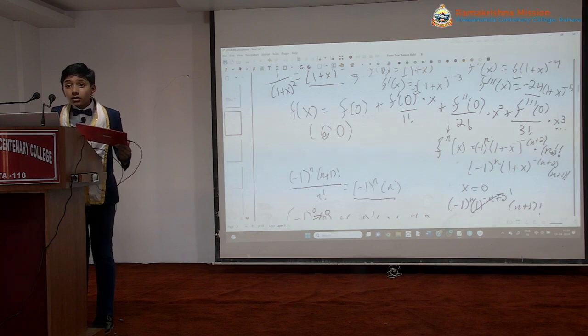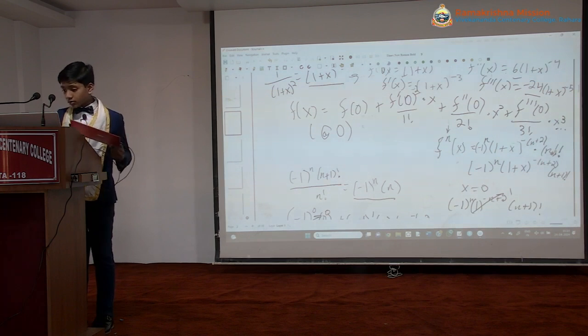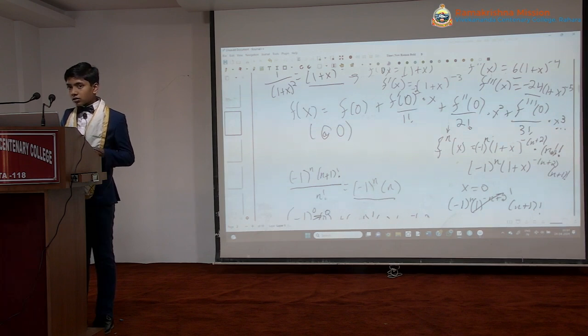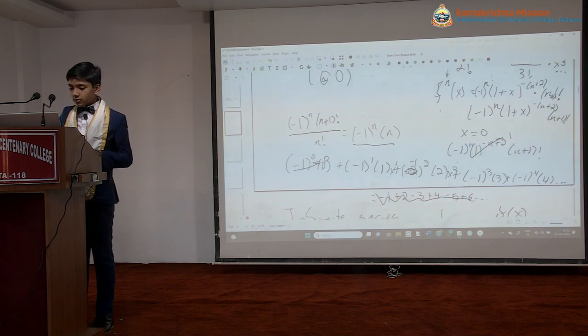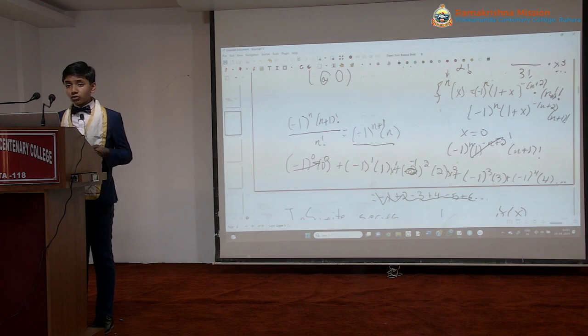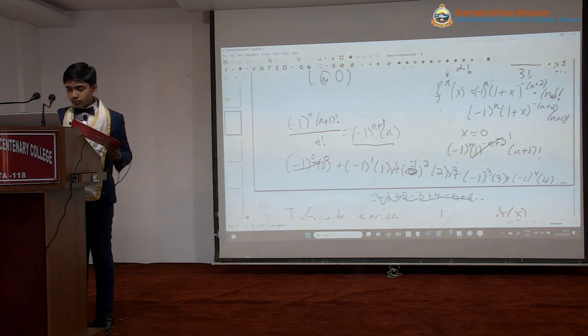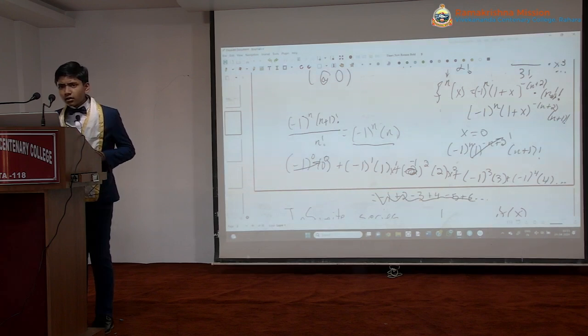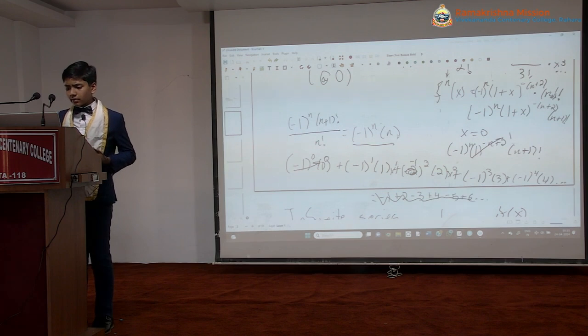Sorry? Minus 1 whole to the power n into n plus 1 factorial by n factorial. If we write n plus 1 factorial is equal to n plus 1 into n factorial, n factorial cancel out. So minus 1 whole to the power n into n plus 1. Okay. So I think you're telling me that I missed this? The power is correct. Yes, n plus 1. Okay.